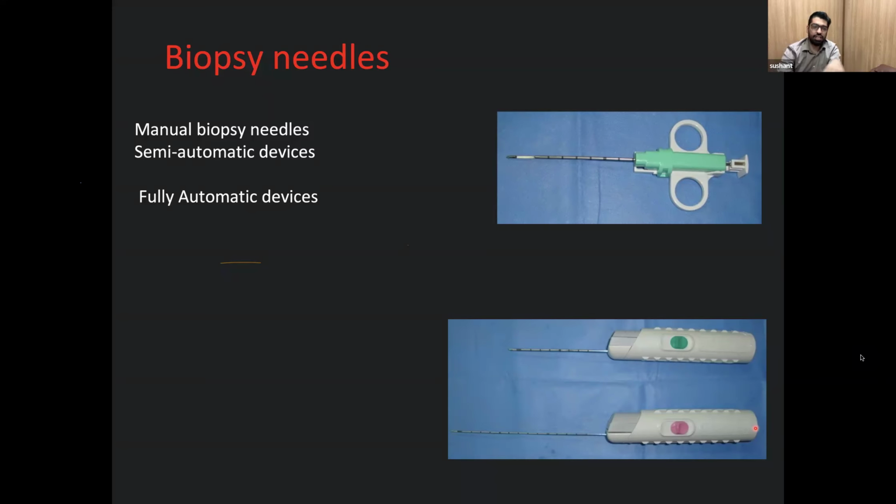So we basically have three types of biopsy guns. One is the semi-automatic, another is automatic, and the automatic is again of two types, with side cutting and end cutting.